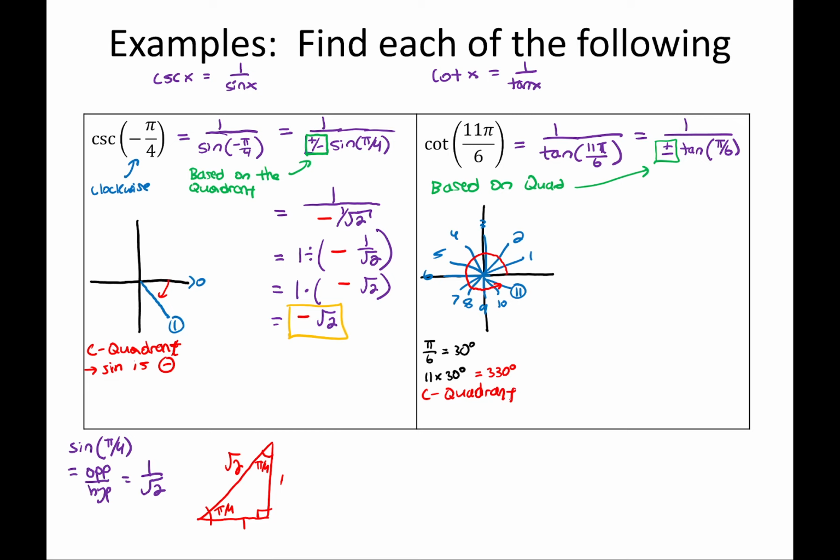Now, if you're comfortable, you don't have to draw the diagram. You can do the 11 times 30, 330 degrees, and then figure out where that is. Is it larger than 270 and less than 360? If it is, then it's in the C quadrant. Okay, so in the C quadrant, tan is negative. So we're going to have a minus up here.